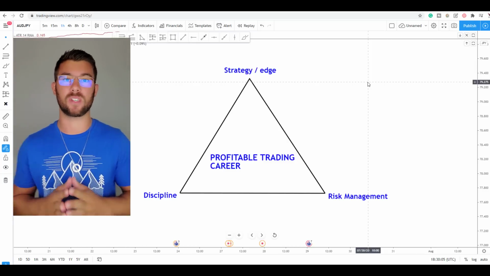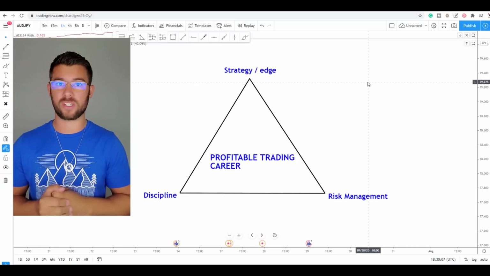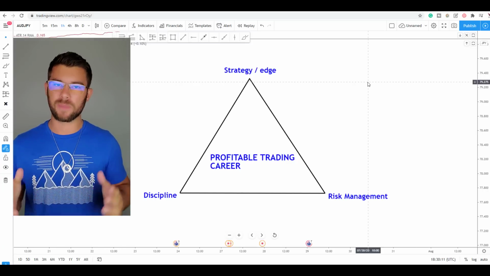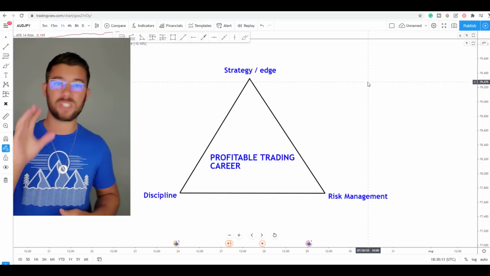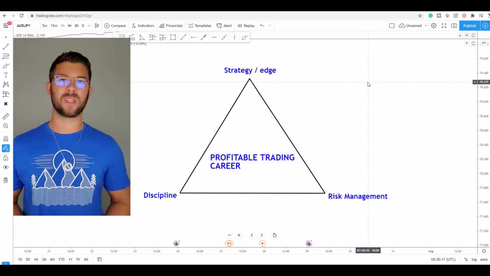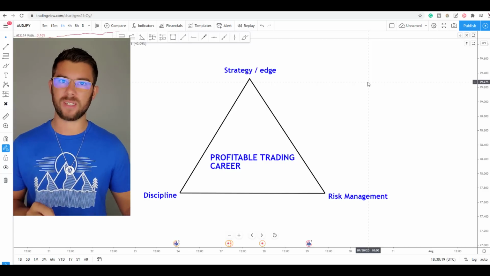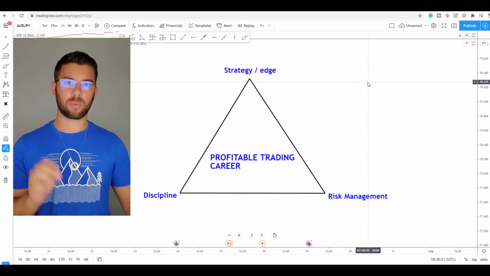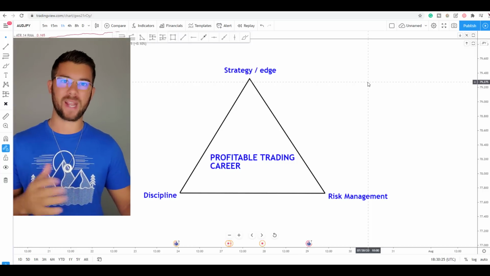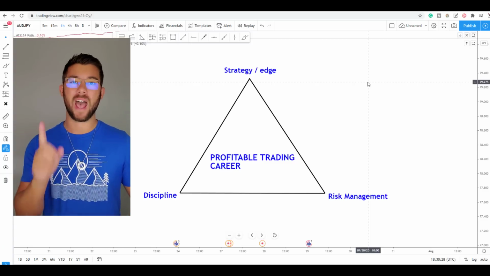What we can produce, though, is an advantage over a large sample size to give us consistent profits over a long period of time, something like 100 trades. There is no way to be a profitable trader without that. And how do you determine whether or not a strategy can produce a profitable edge in the markets? The process of doing that is called backtesting, and that's exactly what you're going to learn after the intro and disclaimer.